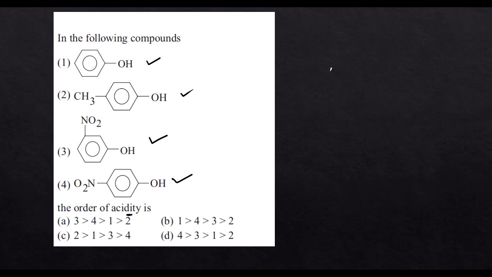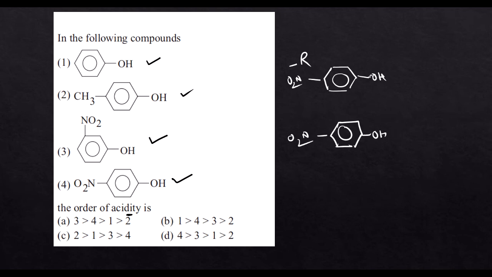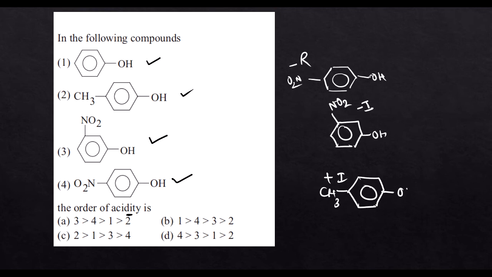Now if we go for the electron withdrawing group, the nitro group is electron withdrawing. When the nitro group is at the para position, it will show its minus R effect. When the nitro group is at the meta position, it will show its minus I effect. And when we have a methyl group in the para position, it will show its plus I effect. Or if we consider the methyl group's plus I effect, it is very negligible at the para position, still a donating group is present with phenol.